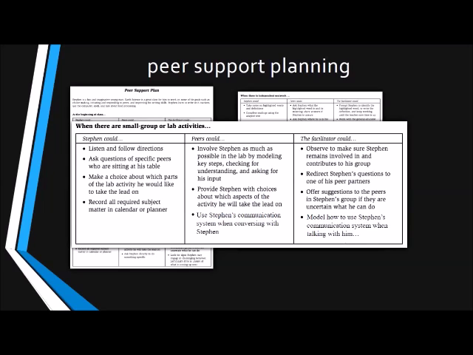They can provide Stephen with choices about which aspects of the activity he wants to take the lead on, or which aspects of the activities that he wants others to help him with, or whatever. And then the facilitator can redirect. If Stephen comes for help to the facilitator, they can say, well, why don't you ask your friend so-and-so to help you with that? Or the facilitator can model how to use Stephen's communication system, modeling not only for Stephen, but also for the peers on how to use the system when talking to Stephen.